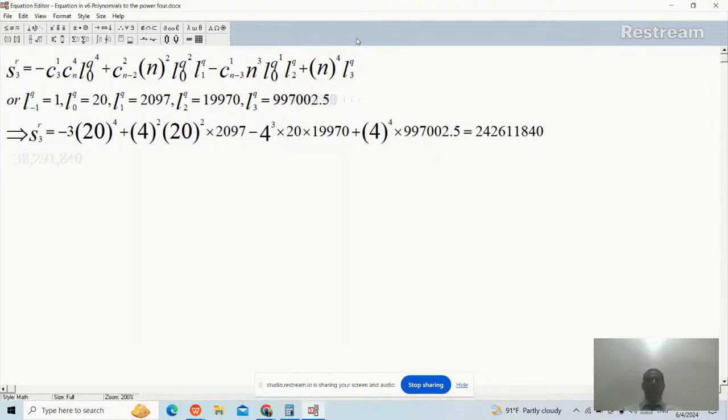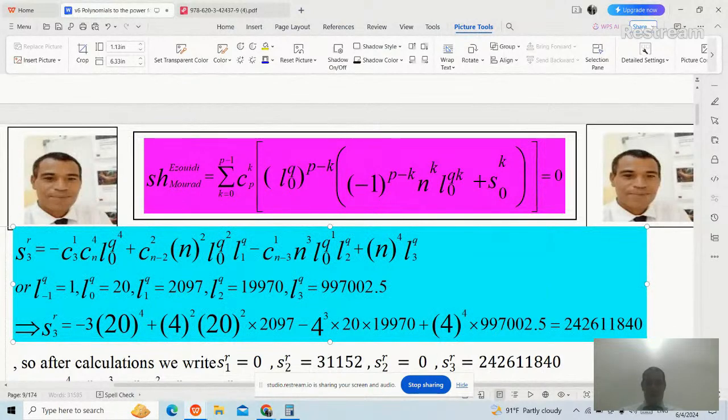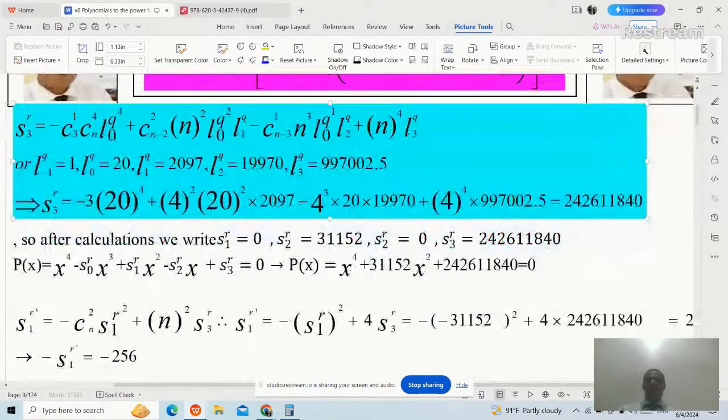Okay, now I will close this one. I calculate already. So therefore, we continue. Now we obtained a new polynomial. This new polynomial is obtained from the discriminant formula of Mourad Sultan Ezouidi for any polynomial to the power n. Okay, now I'll just calculate this.